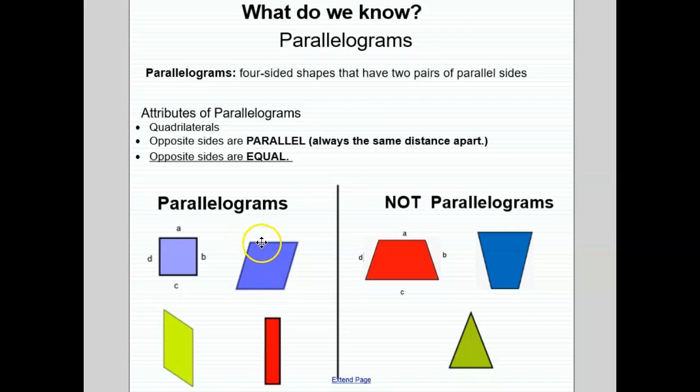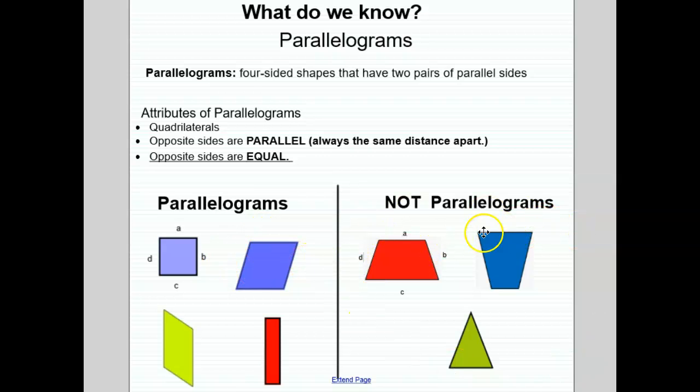So I know if this line continued on forever and this line continued on forever, since they're parallel, they would always stay the same distance apart. They would never get closer together. For items or shapes to be considered parallelograms, they need to have 2 pairs of parallel sides. These shapes are parallelograms because they have 2 pairs of parallel sides.